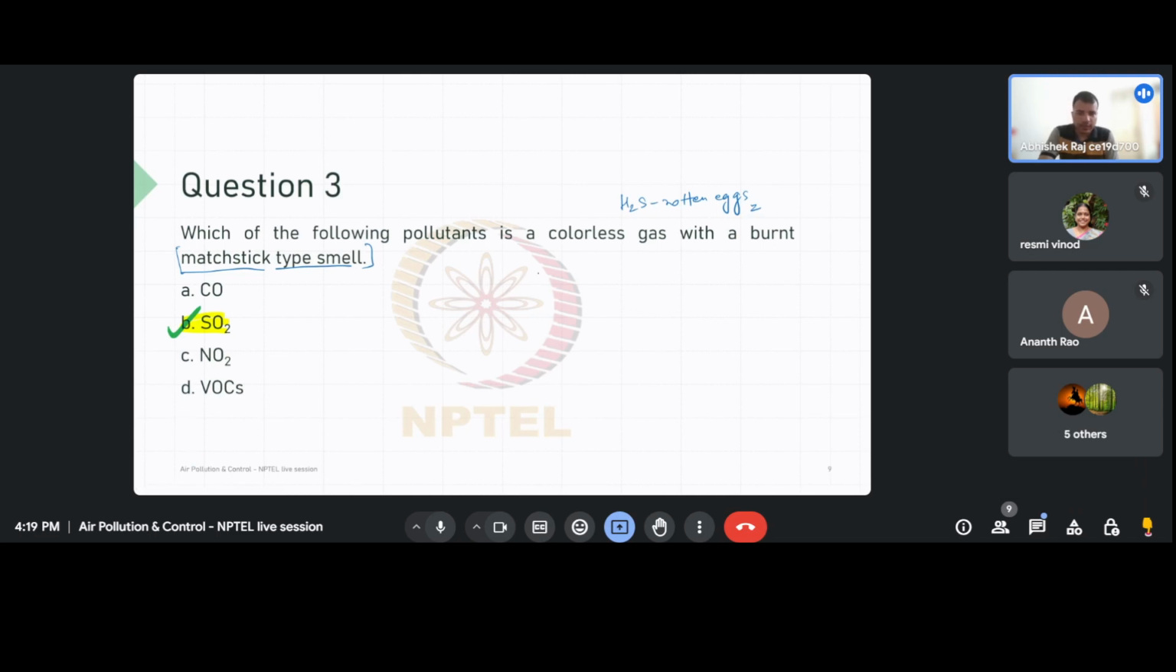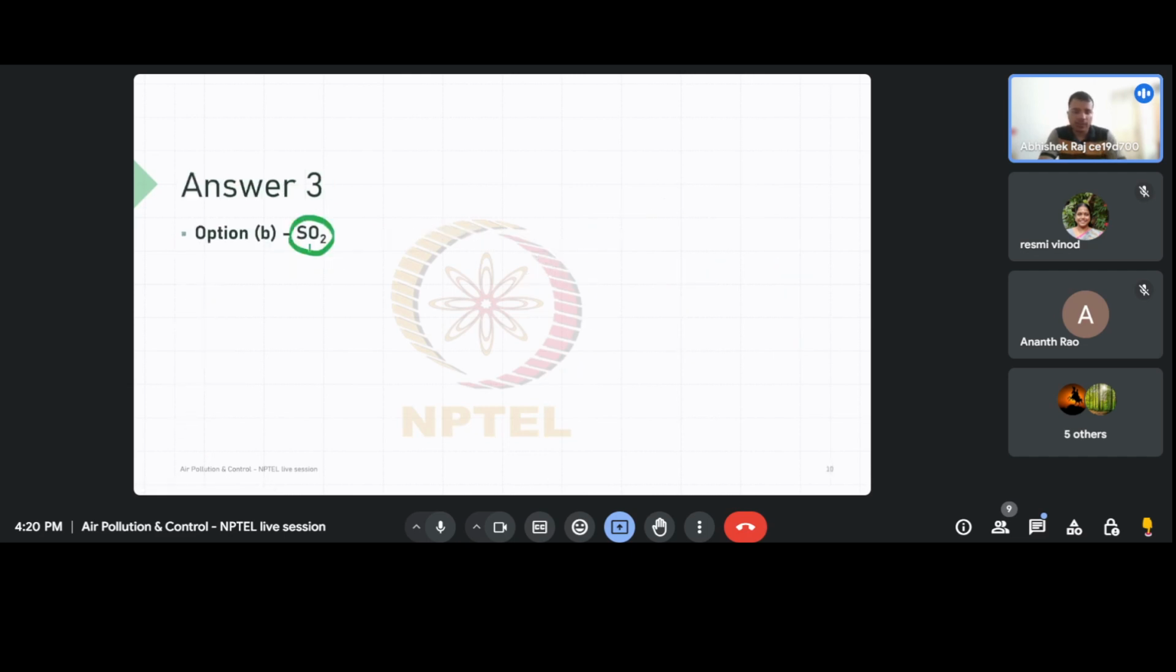So let's quickly see the standards for this. Same pattern. One will be the annual scale, one will be 24 hours. First will be the industrial, residential, and rural areas. Then we will have ecologically sensitive areas. For annual, here we'll have 50 to 80. I think this will be same. This will be 20. So on an annual basis, ecological will be lower, but on a 24-hour basis, we can have the same up to 80. So that is the standards for SO2 as per National Ambient Air Quality. I hope this is clear now. So yeah, option B, SO2, burnt matchstick smell.